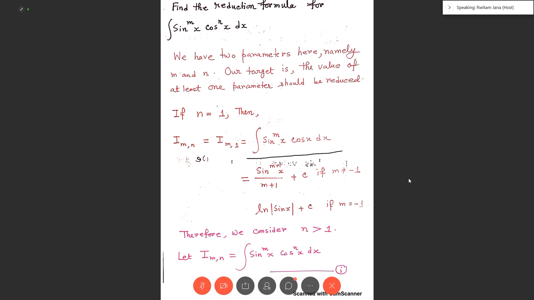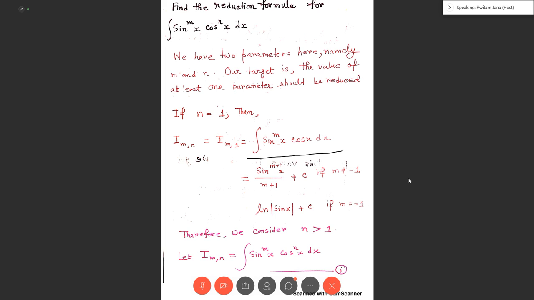Now the main case, that is if the n value is strictly greater than 1. This is one of the important and most relevant cases. So now let's see. First, I write I suffix m comma n equals the integral of sine to the power m x into cos to the power n x dx.